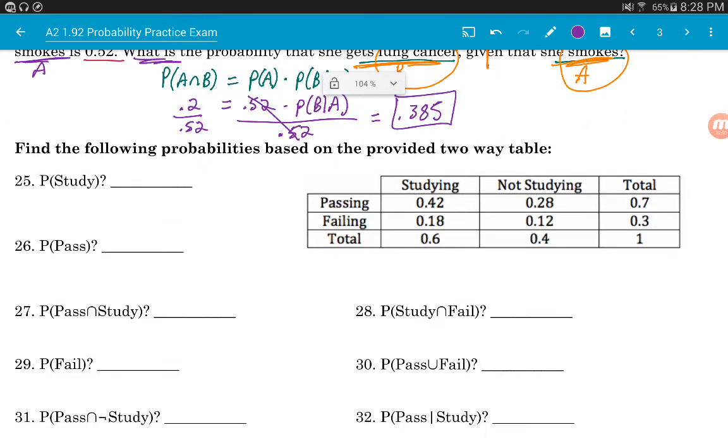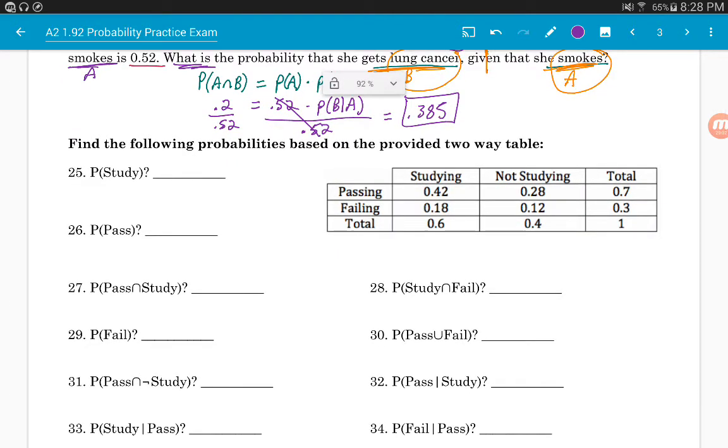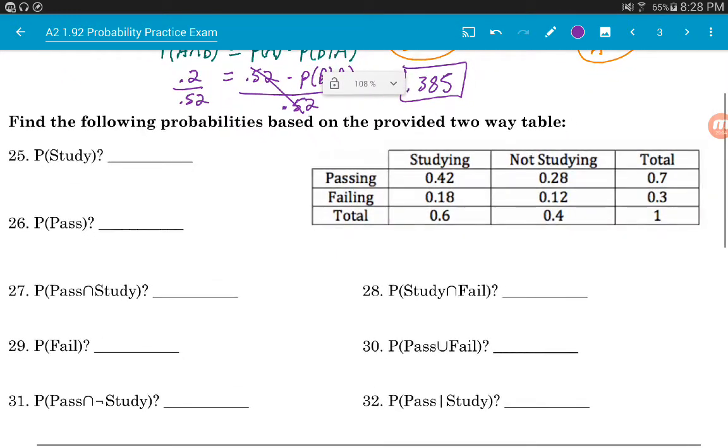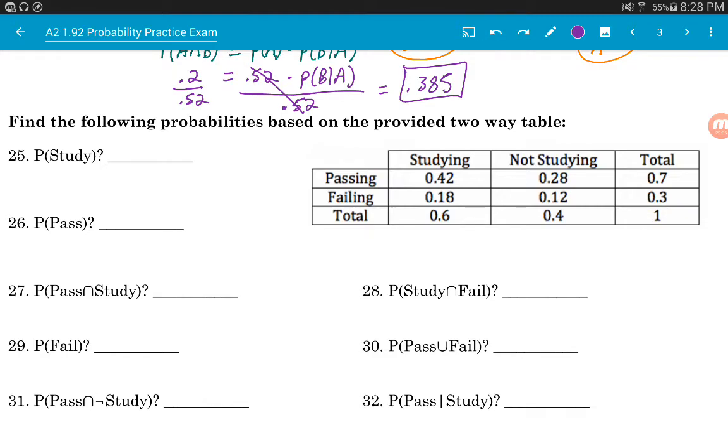Now this two-way table is nice because it's already probabilities, since it's all out of 1. So let's see. The probability of studying is here, 0.6 out of 1, which is 0.6. Probability of passing. Passing is all in this row, so passing is 0.7 out of 1, which is 0.7.